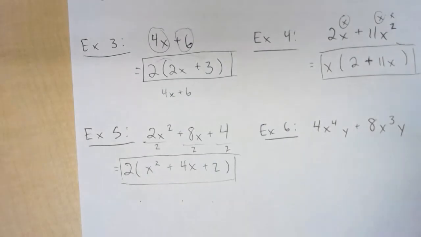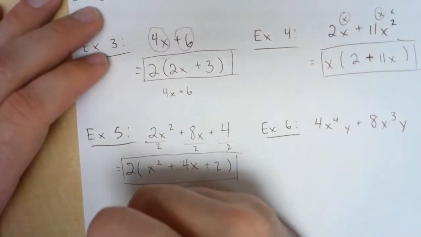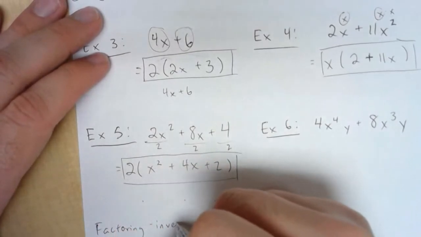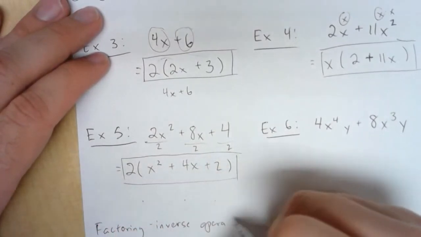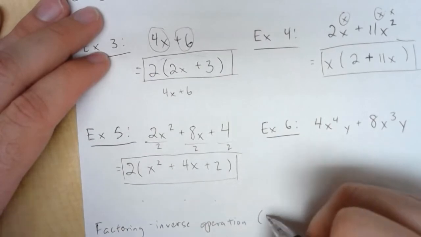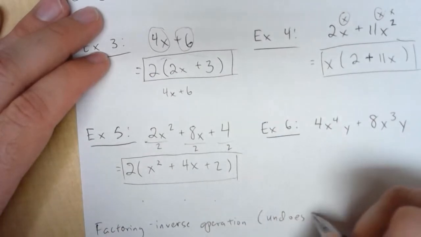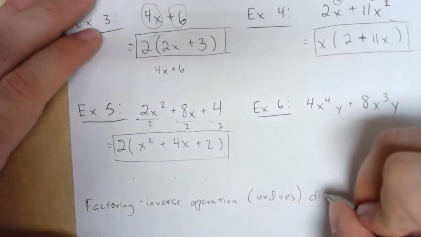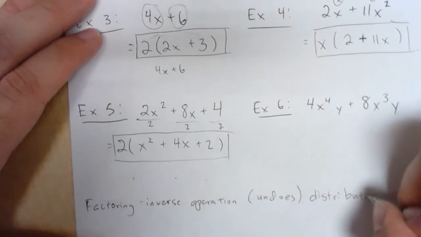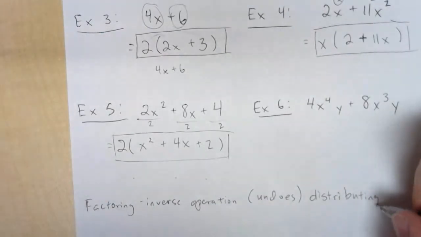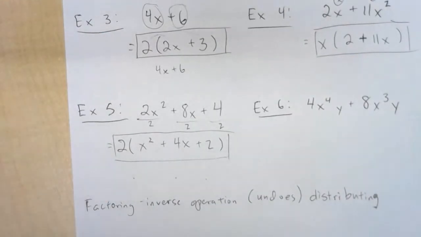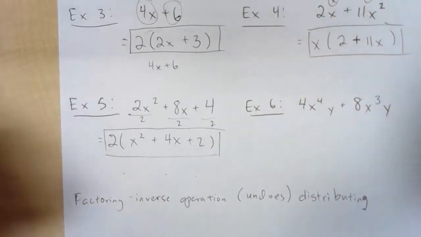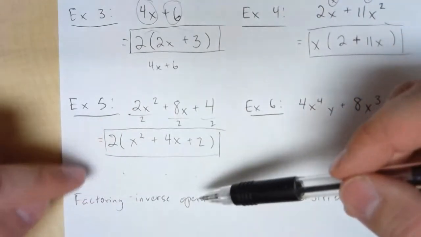So factoring is kind of like, let's just write a definition down here at the bottom. Factoring is like the inverse operation, aka it undoes distributing. So multiplication, we have our inverse of division. Addition, we have our inverse of subtraction. But factoring is like the backwards version of distributing. So if we wanted to check whether we're right, we can just distribute back out again. We'll make sure we're right.